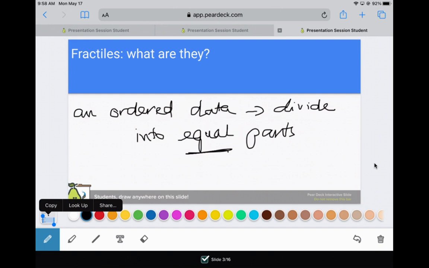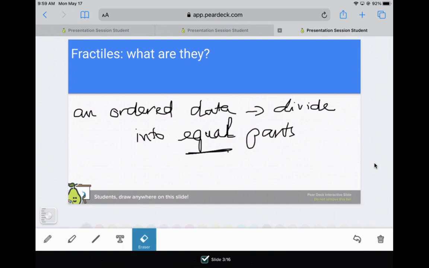I tried. I'm using the iPad, and with this pen, it's really hard to write. My handwriting is much better, so I'm sorry. I tried, but it's not doing really well with my handwriting, so I apologize for that. Yes, sorry, Ellie. So I'm going to read this as an order data and divide into equal part. It's really hard to write on the screen.